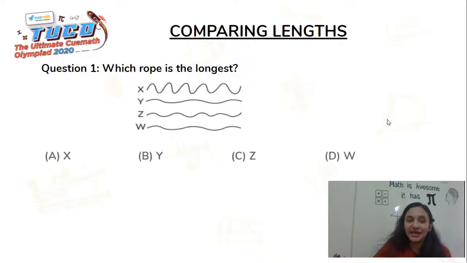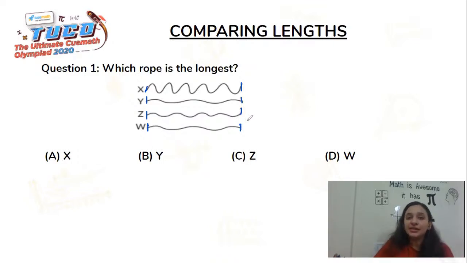Now let's quickly see the options. So these are X, Y, Z, and W. Definitely we have to compare and tell which one is the longest. Now, as I had told you, for children it is necessary that you place all your objects starting from the same point, so they anyway have the same start point. And what we see is they also have the same end point. They're on the level on either side.